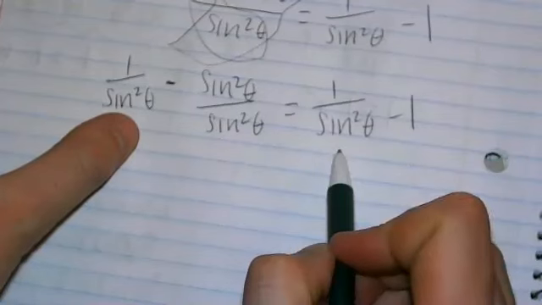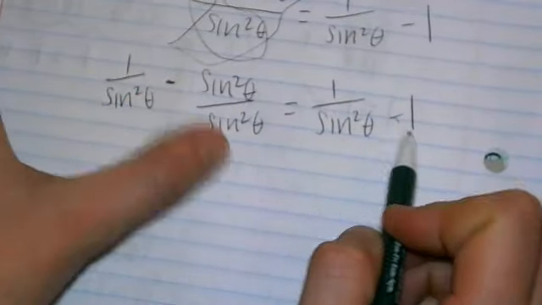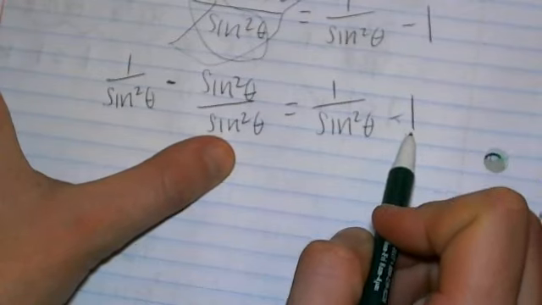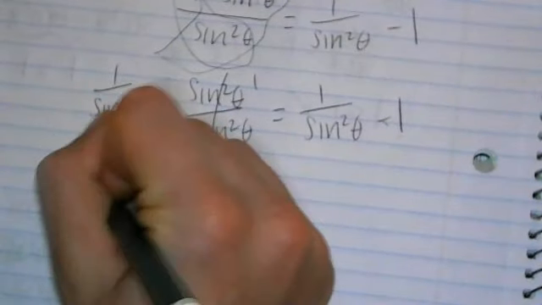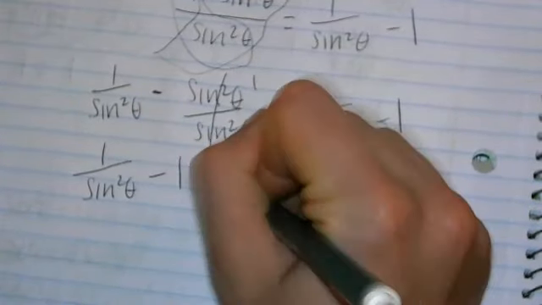So I'm almost there, right? I have these first terms, 1 over sine squared theta. I have a minus, but these two terms are different. I need to have a minus 1. Sine squared theta over sine squared theta cancels out to just be 1. So eventually, I finally got down to 1 over sine squared theta minus 1 equals 1 over sine squared theta minus 1. And it's been verified.